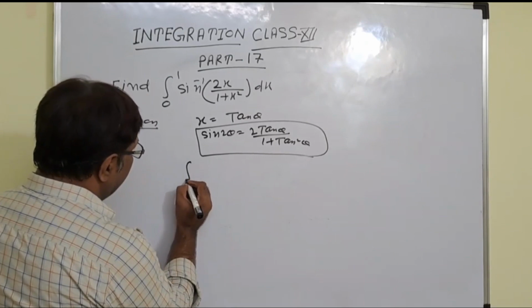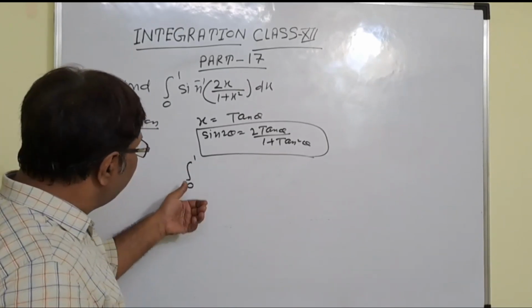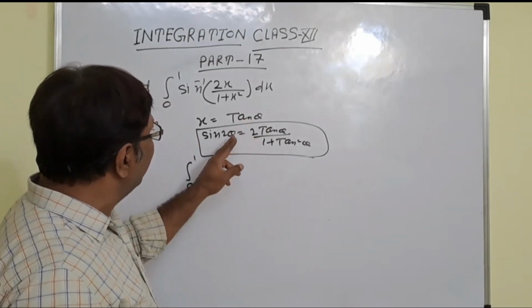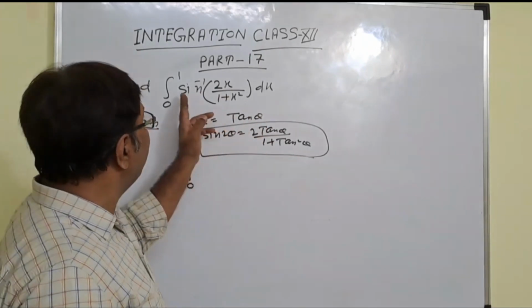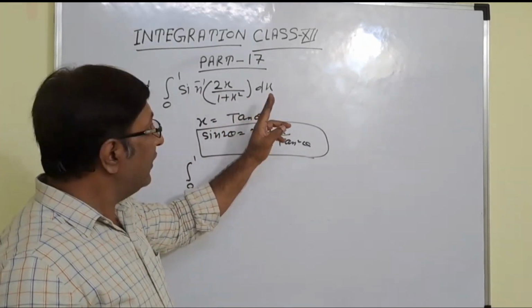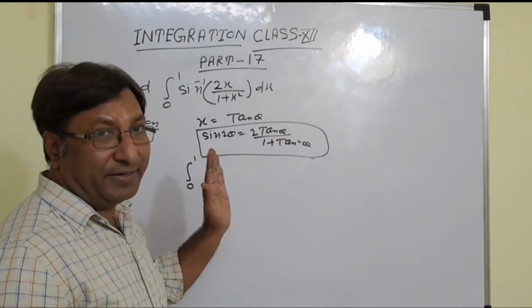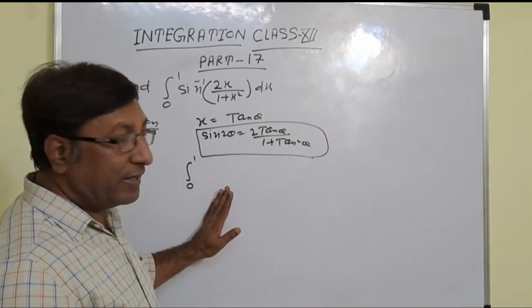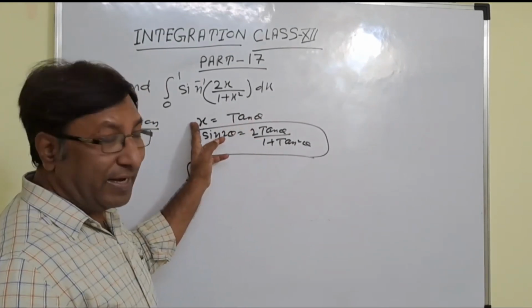So here this is 0 and this is 1. Here we are not changing the limit, because after solving we will convert this theta into x only, because the function here is dx. So if we do not want to change dx, then there is no need to change the limit. So here we are going for the same limit 0 to 1. In the last we will convert this theta in terms of x.